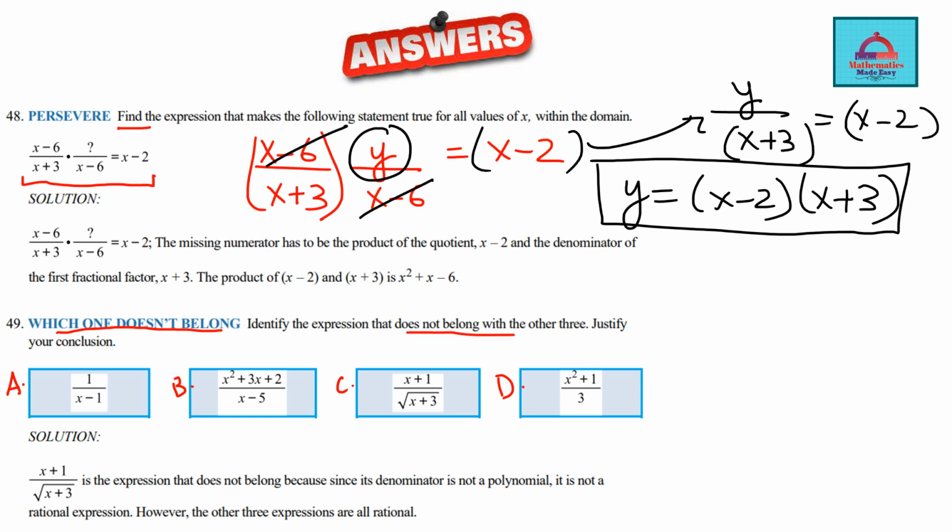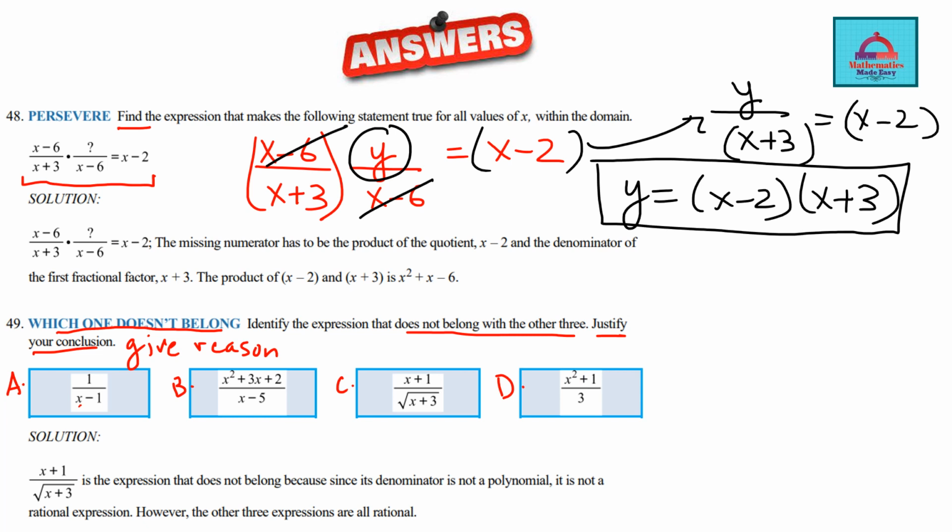So which one does not belong? So maybe you identify the similarity or the differences, and then you justify your conclusion. Justify your conclusion means give reason why you say that one is odd one out. So let's observe. Now all of them have a numerator and denominator. So all of them here are rational expressions. But what is the difference? So let's find. So here x is in the denominator. What is the power? Power is 1.